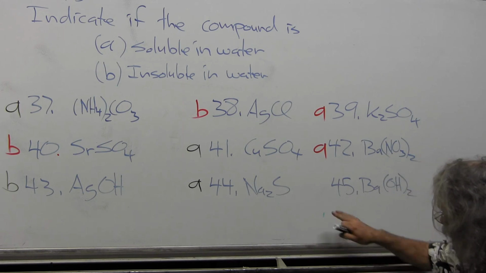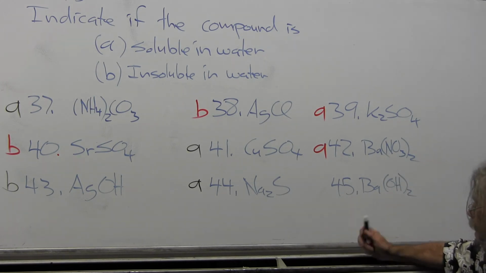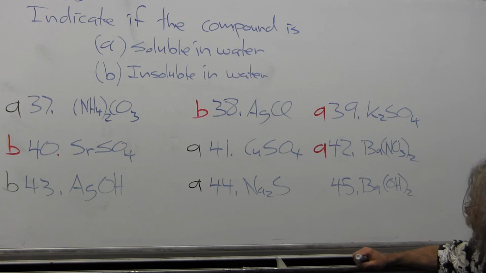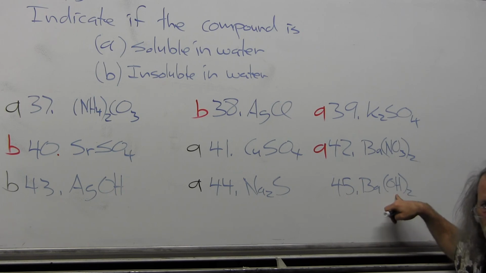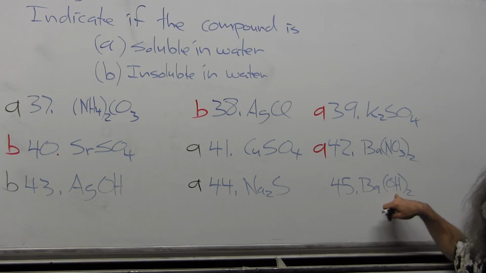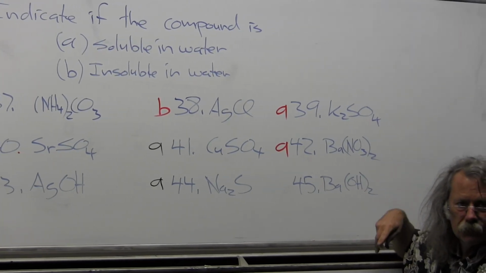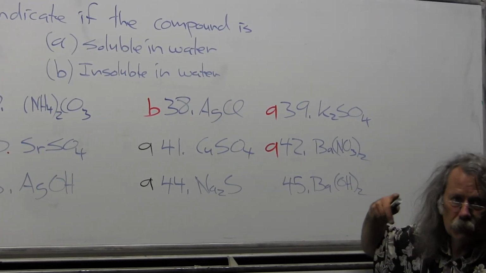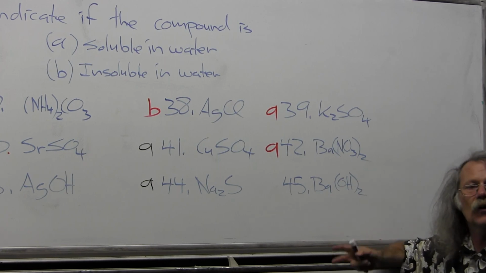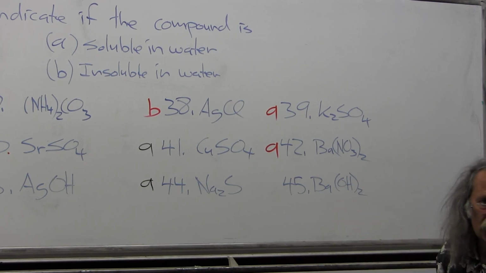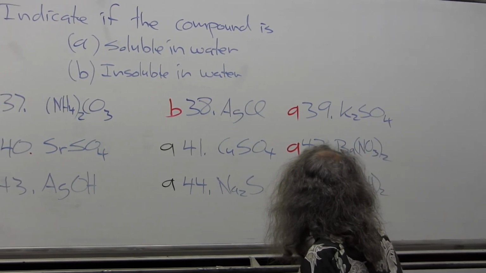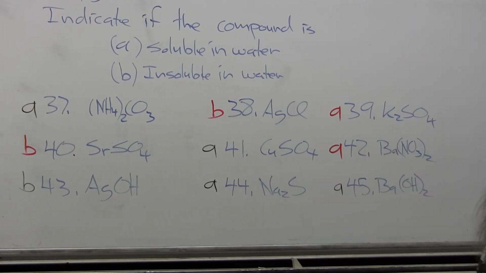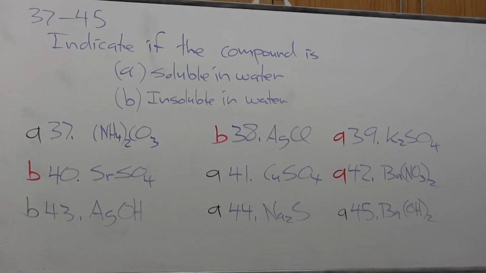Soluble. The last in our problems in this series is barium hydroxide. Again, I don't have a rule for barium, but I do have a rule for hydroxides. Hydroxides are insoluble, except in group 1A, sodium, potassium, lithium, and ammonium salts, and the exception being calcium, strontium, and barium. So this is one of the exceptions. Barium falls in the exceptions, so that would be A. It's soluble. And that completes that series.